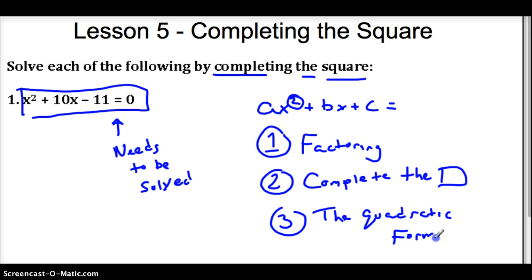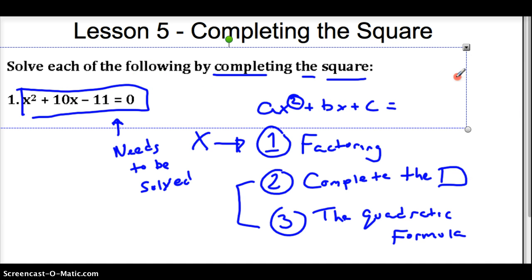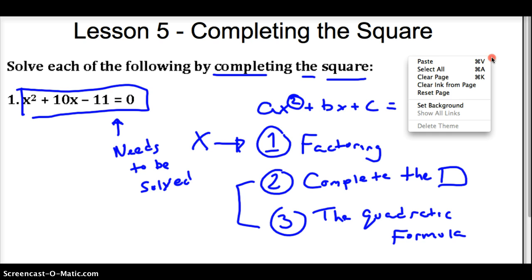But really what I want you to take away from this is that there's three ways to solve, and if you can't factor, you can always complete the square to solve or use the quadratic formula. Those will always work too. So you have three techniques for solving for x. So how do we complete the square? That's what we're really asking ourselves right now.